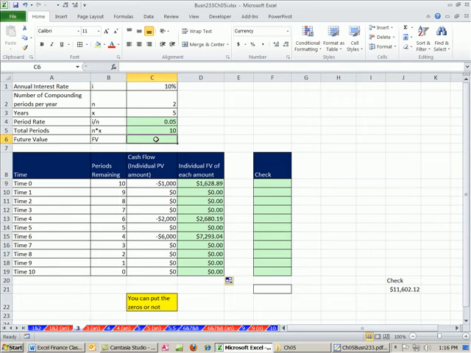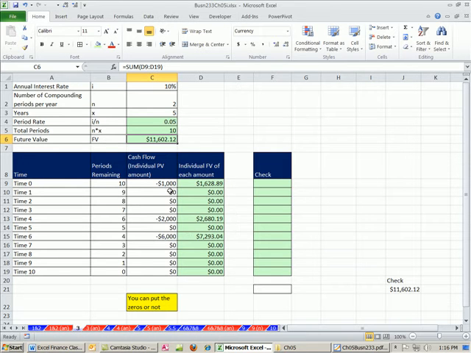No problem. Now we just come up here. I'm going to do equals SUM. Now we can just add all of these cash flows. And there it is, $11,602.12. So this is a great first example because all of us can easily imagine putting these amounts in over time.